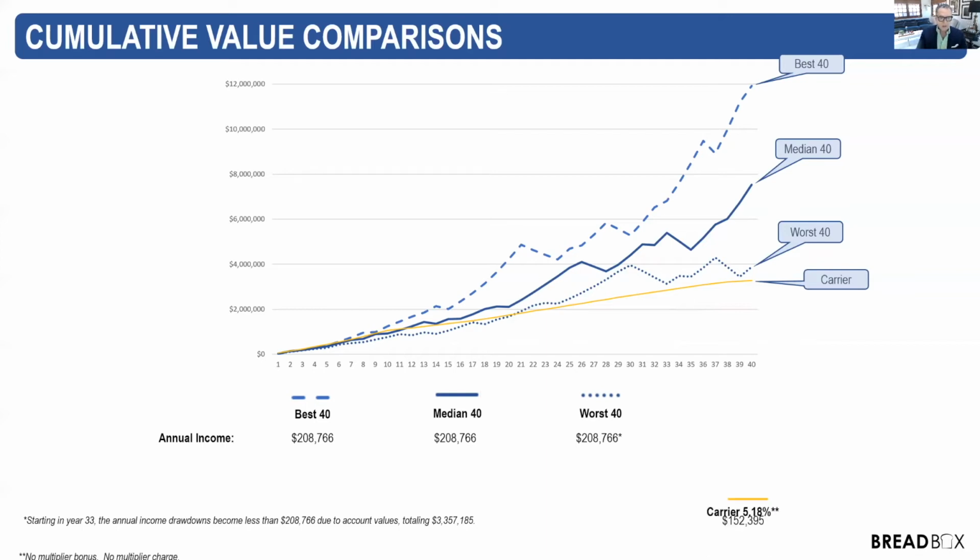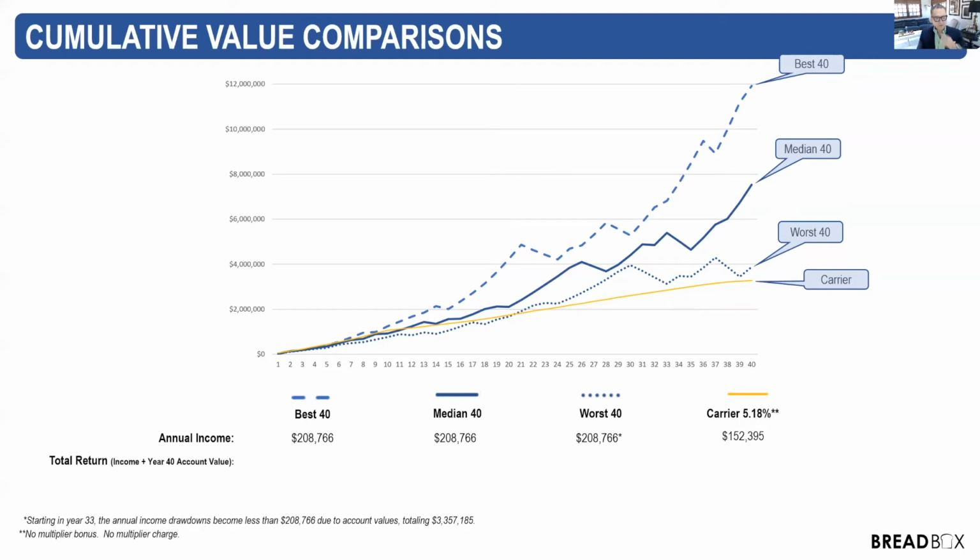Okay, in the carrier illustration that we ran at 5.18%, the maximum income we could draw down was $152,000. Now look at the difference there. Huge difference. In the carrier illustration, we could not illustrate a multiplier bonus, so there's no multiplier charge in that either. And again, that was run at a static 5.18%.